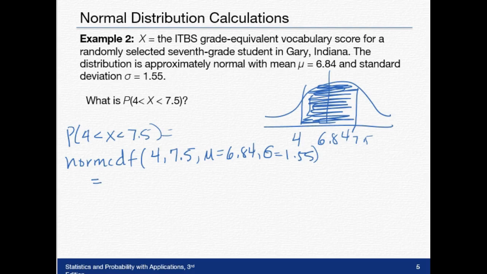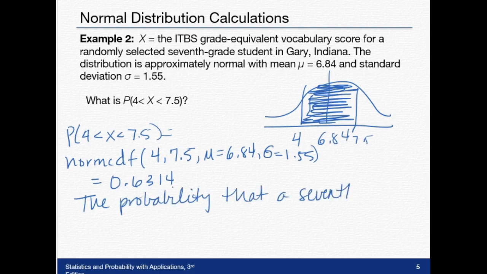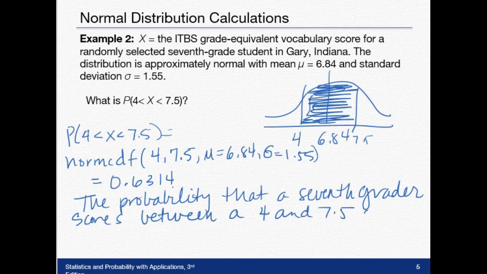Right? When I run my calculator, I get an area of 0.6314, 63.14%. Then I answer it in context. I would say the probability that a 7th grader scores between 4 and 7.5 on the exam is 63.14%. All right, you could leave it as a decimal, that's fine as well. Make sure you have all 3 pieces though. The drawing, shaded, the work you put in the calculator, and a sentence in context.